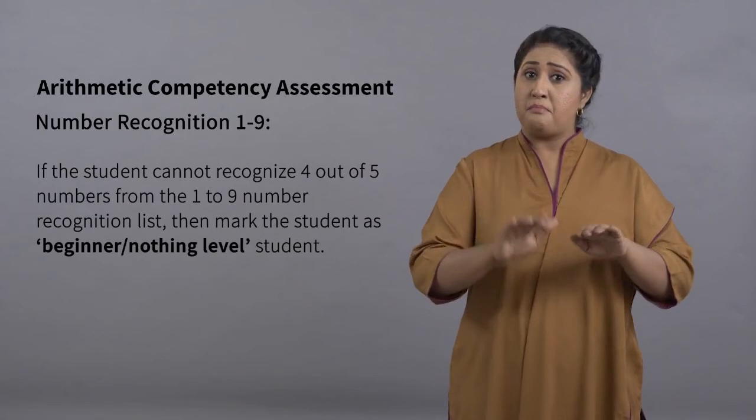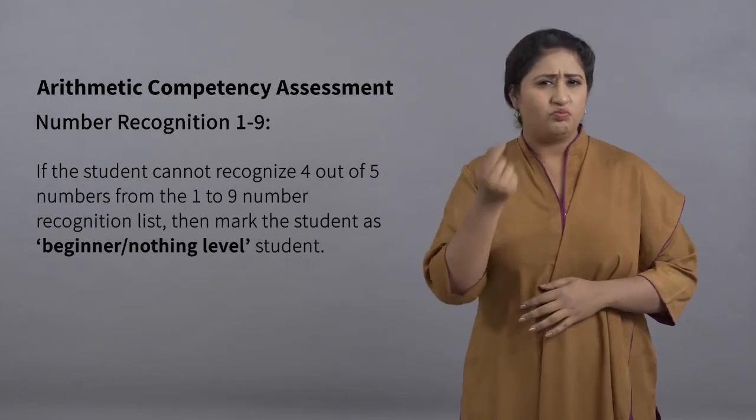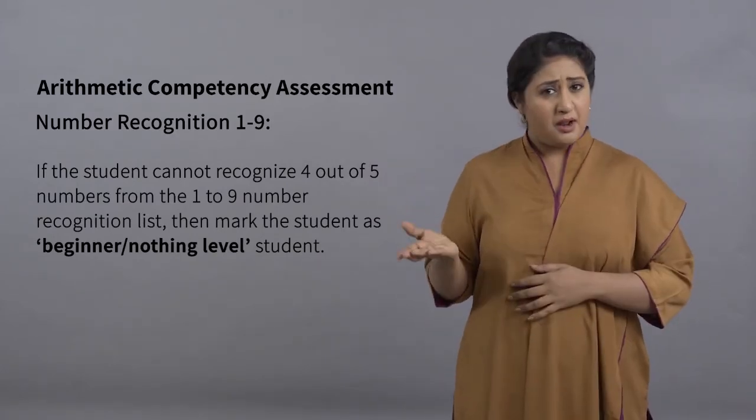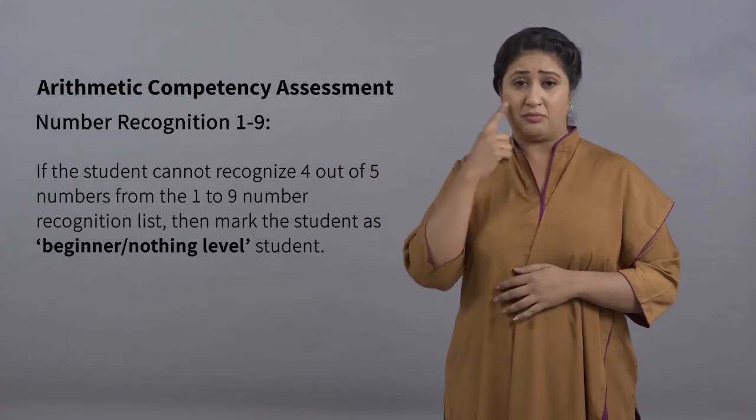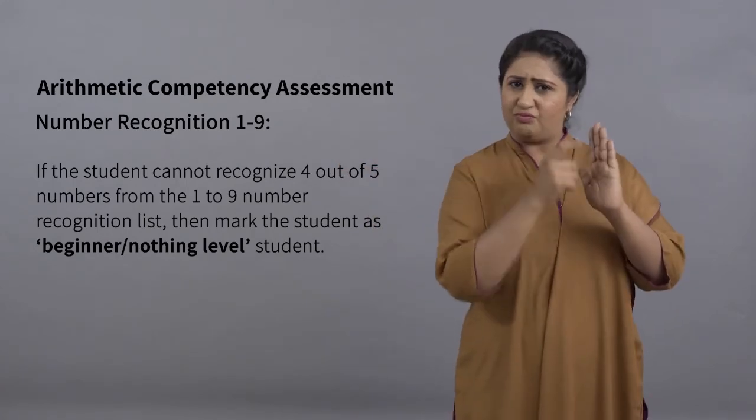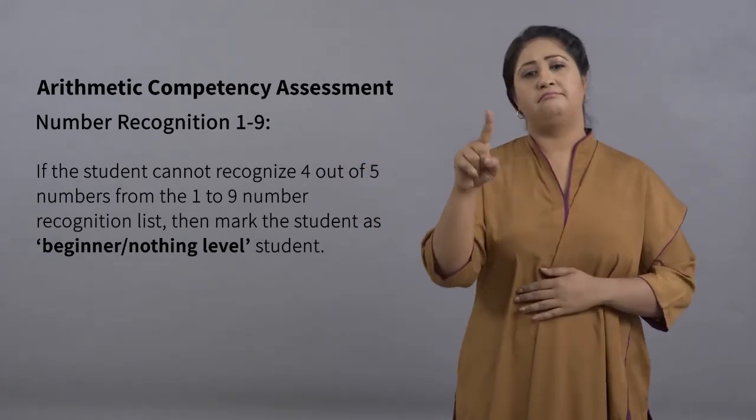If the student cannot recognize 4 out of 5 numbers from the 1 to 9 number recognition list, then mark the student as a beginner/nothing level student.